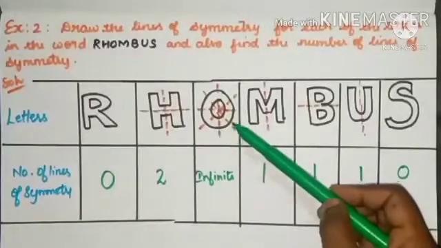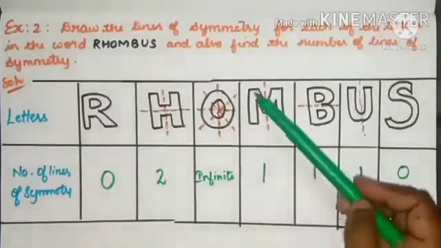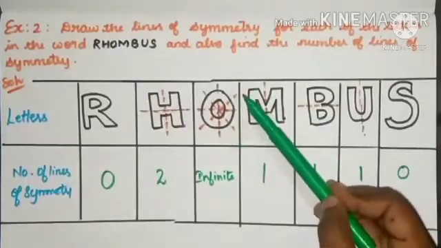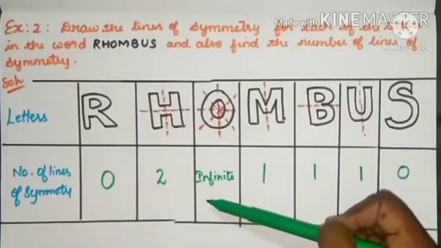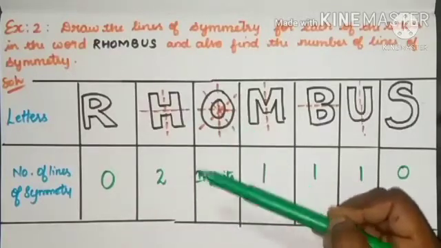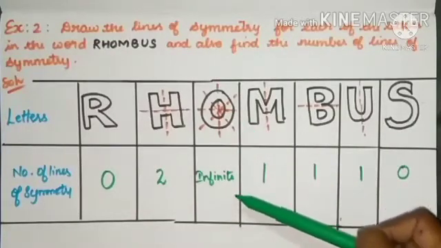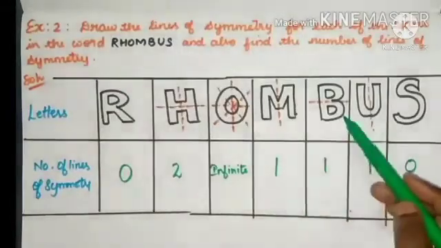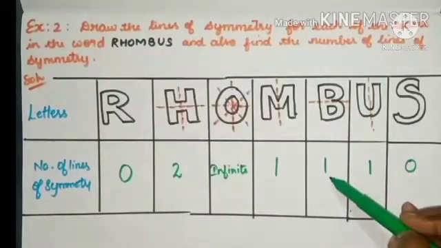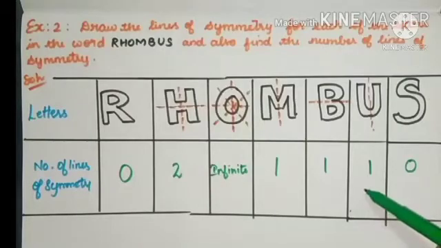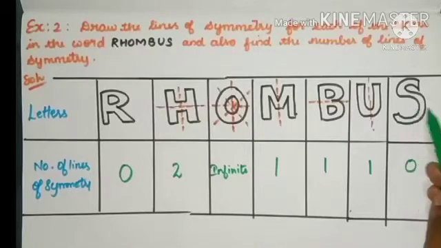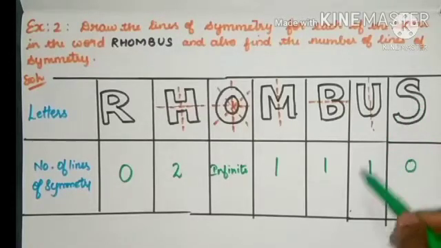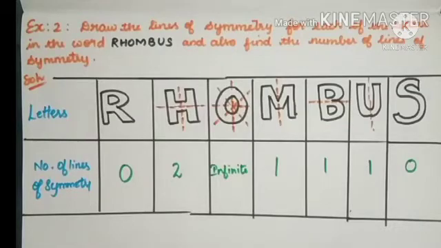And then for the letter O, infinite, because the letter O is in the circle shape. A circle has infinite lines of symmetry. Therefore, the letter O also has infinite lines of symmetry. For the letter M, there is only one line of symmetry. Again, for the letter B, only one line of symmetry. For U, one line of symmetry. And for S, there is no line of symmetry because it is not divided into two equal parts. Like this only you have to find the lines of symmetry for any shape or letters.